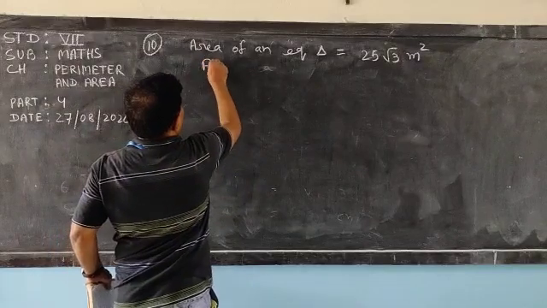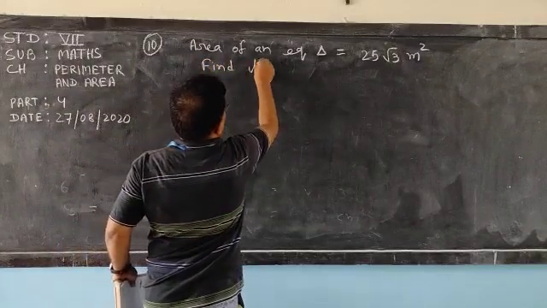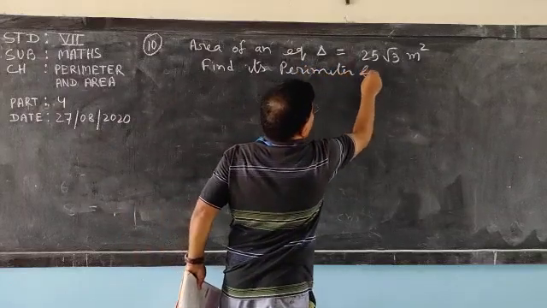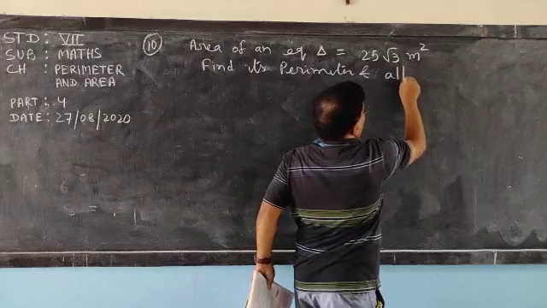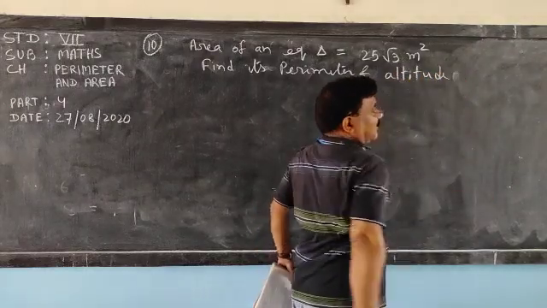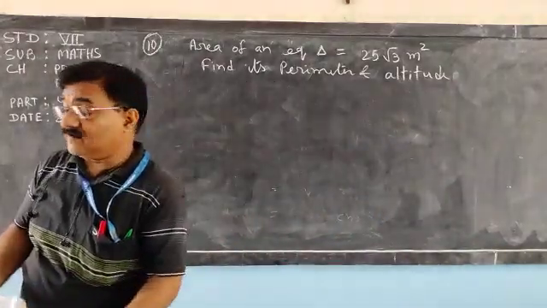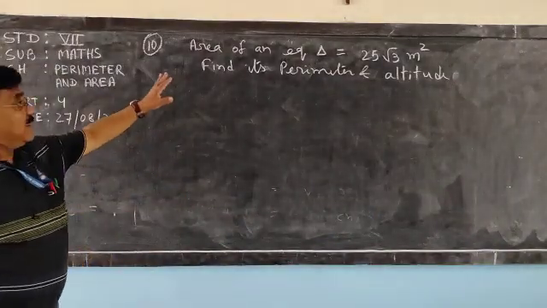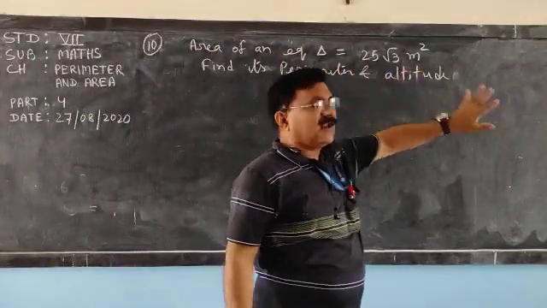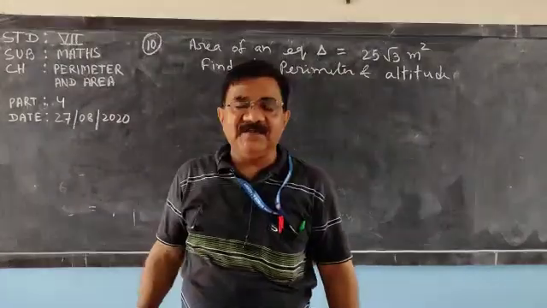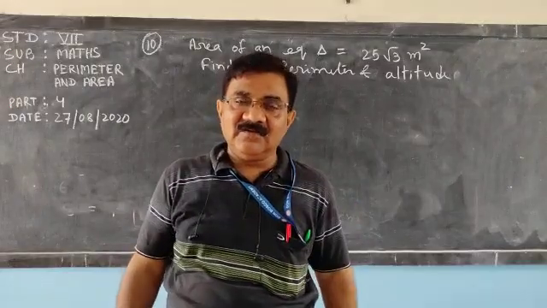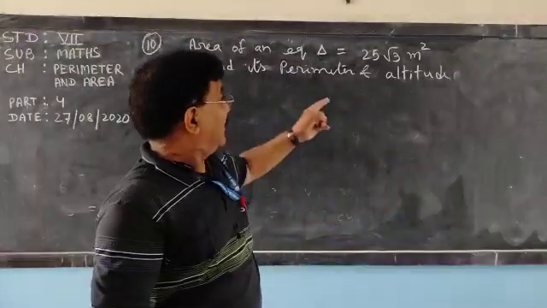Find its perimeter and altitude, means height. Dear children, let us think about this question. Area of an equilateral triangle is given, and we are asked to find the perimeter and altitude. To find perimeter, we must find the side, and all the sides are equal. So 3 into side will be the perimeter.